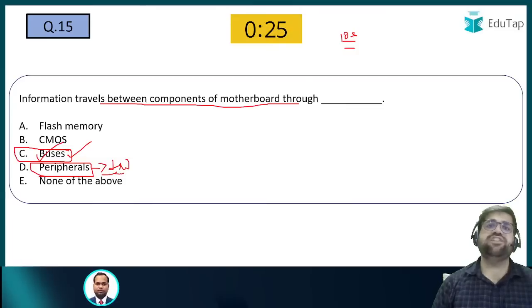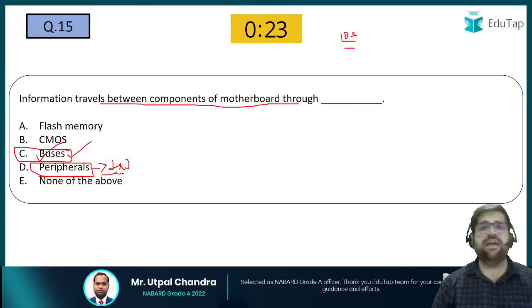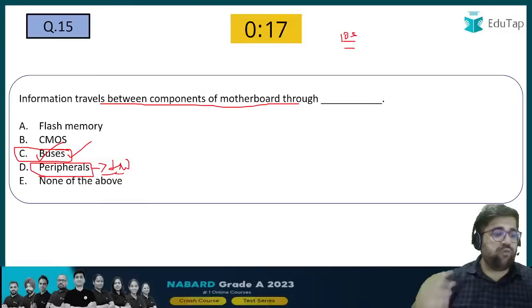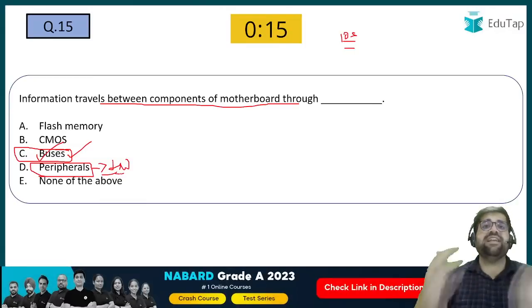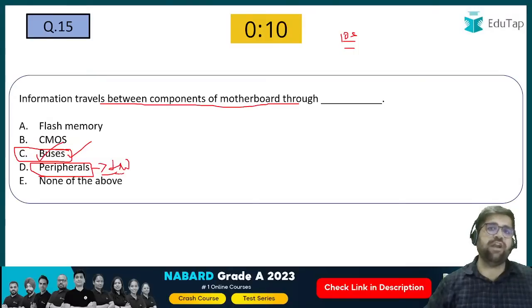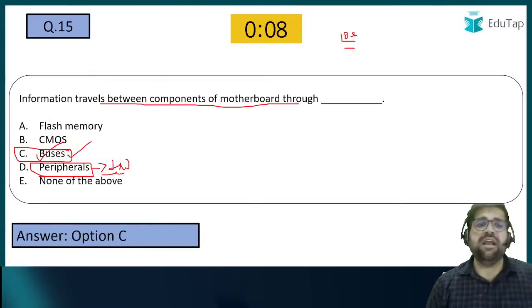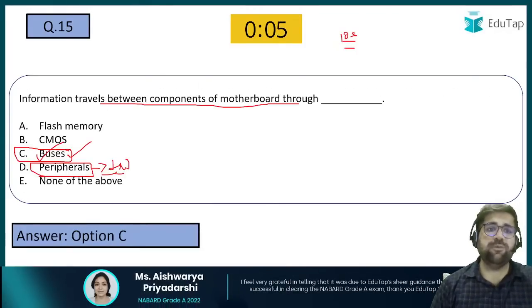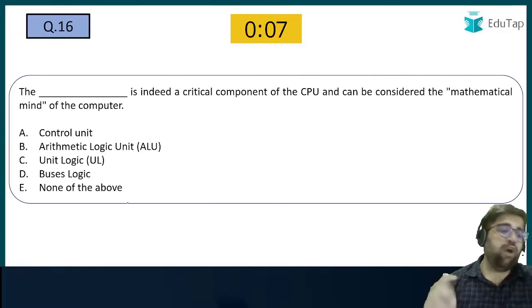Hardware is what? Which is attached to the computer. For example, I have a mouse. I have an external keyboard. I have an external headset which I am wearing right now. What are these? These are something which are connected extra to the device. And most of the time, they are hardware only. Coming ahead, the answer of question 15 was option C. Now question number 16.